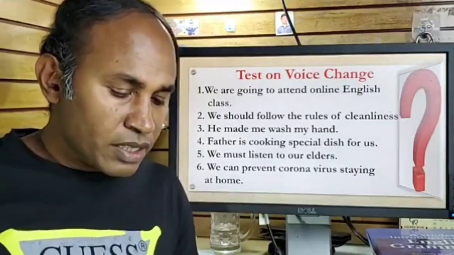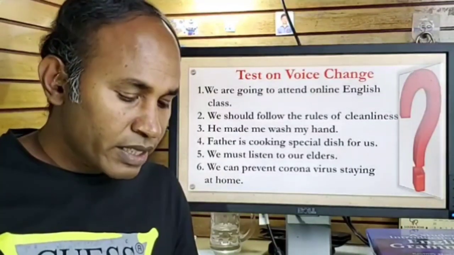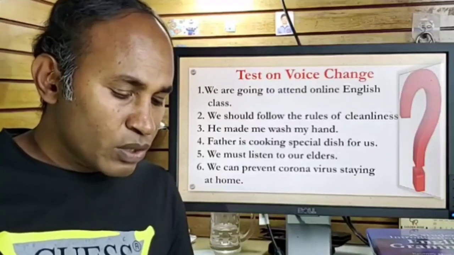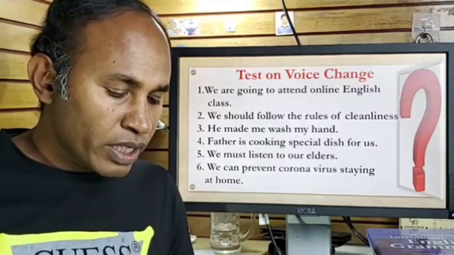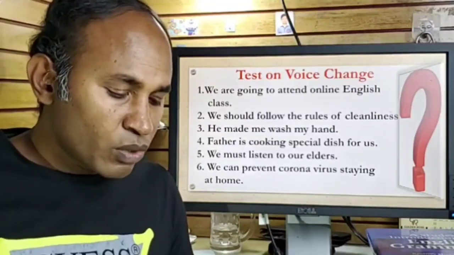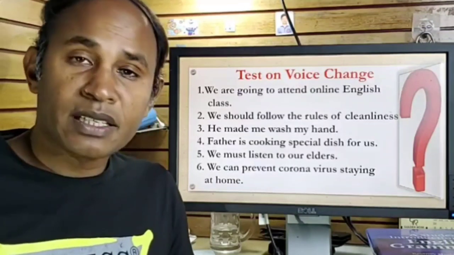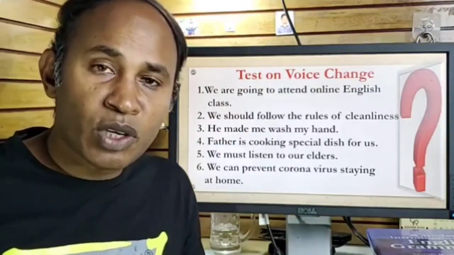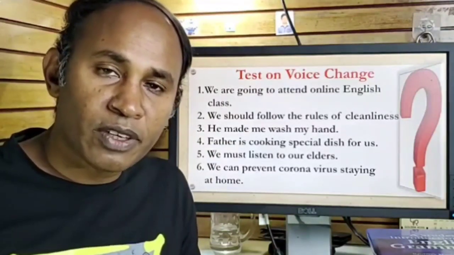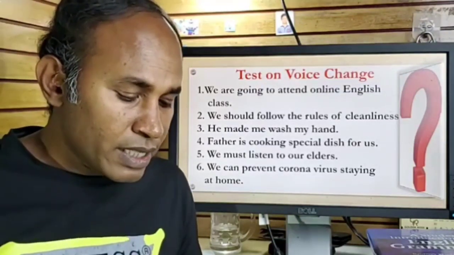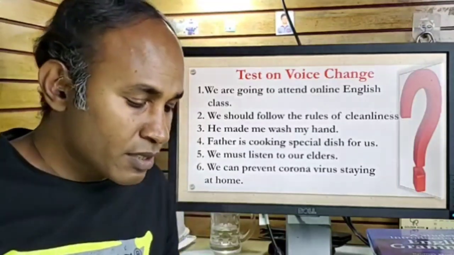Okay, first one, Ishik, you have written down that online English class is going to be attended by us. That's the correct answer. Online English class is going to be attended by us. Rubaiyat and Taiba have written it too. That's wonderful. Right. Rakib, Rinat, online English class is going to be attended by us. That's really the right answer, absolutely, because you know that "is going to" is a modal auxiliary verb, and after a modal auxiliary verb you will have to use "be" and the past participle form of the verb to make it passive. Yes, absolutely, everyone's answer is correct.